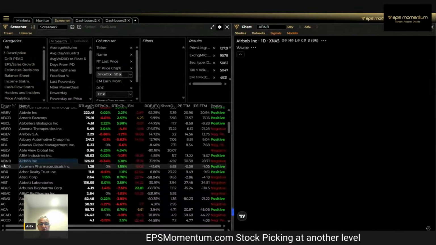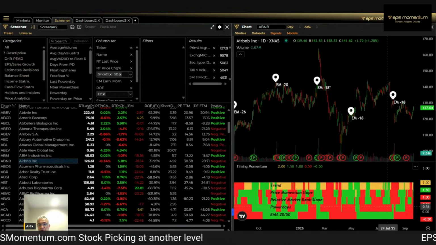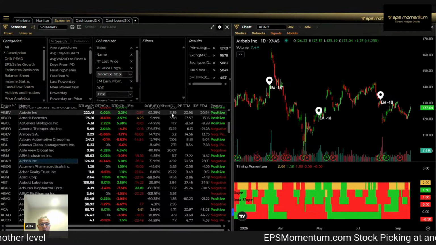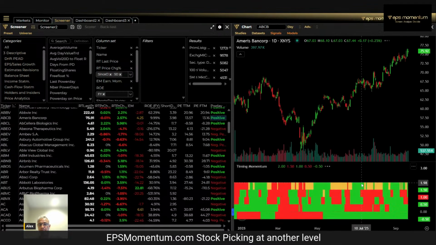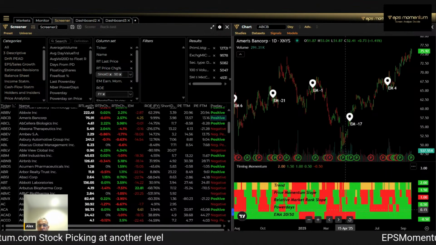So if we click on Airbnb, we can see this one has been very choppy. It's very red and green here. But let's say if we pull up Ameris Bancorp, there you go. So this is a bit more green with a clear trend.